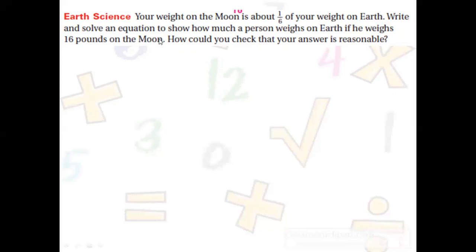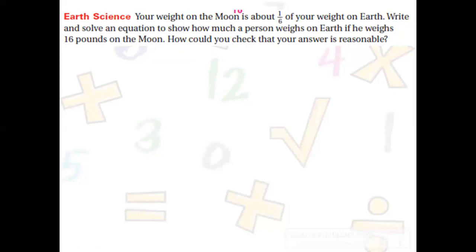Write and solve an equation to show how much a person weighs on Earth if he weighs 16 pounds on the moon. Now imagine you went to the moon, and when you weighed yourself, you were only 16 pounds, but you came back to the Earth. And when you see your weight, is it going to be more or less? Of course it's going to be more, right? How could you check the answer? This part is not needed, but we need to find out how much our weight is on Earth if we were 16 pounds on the moon.